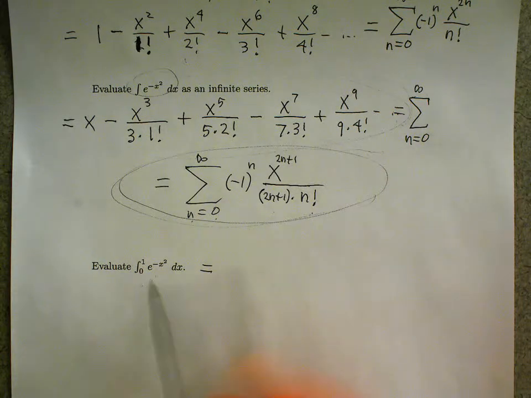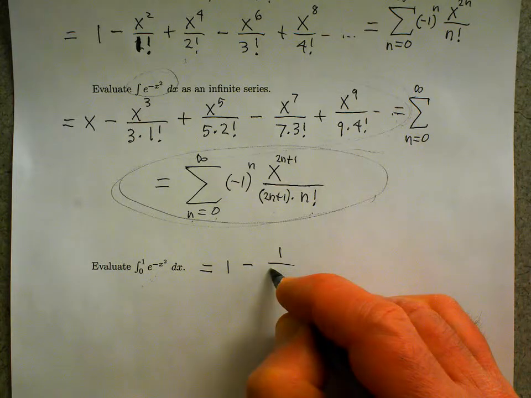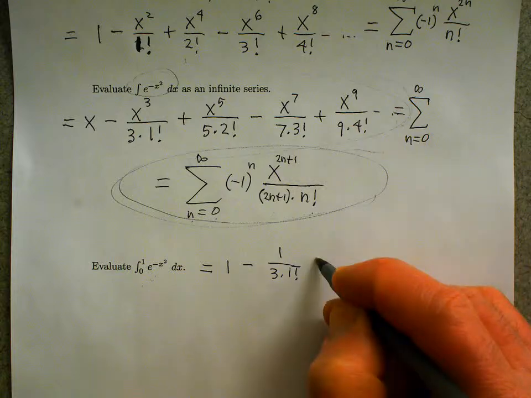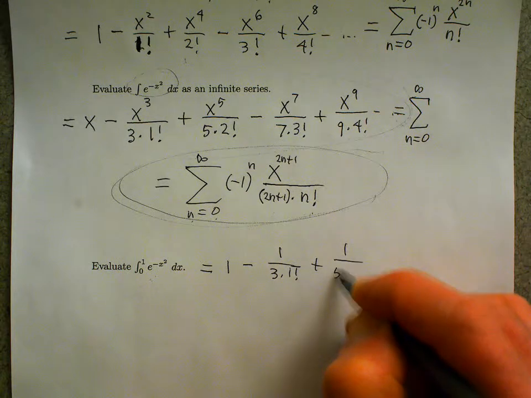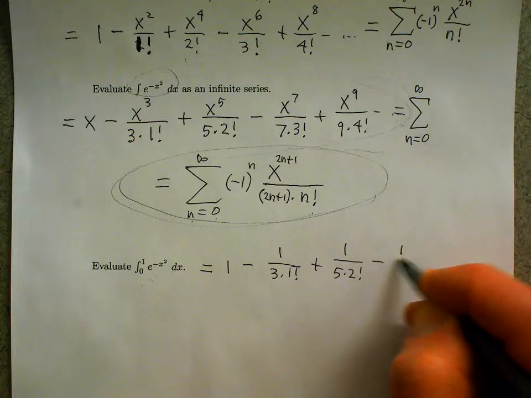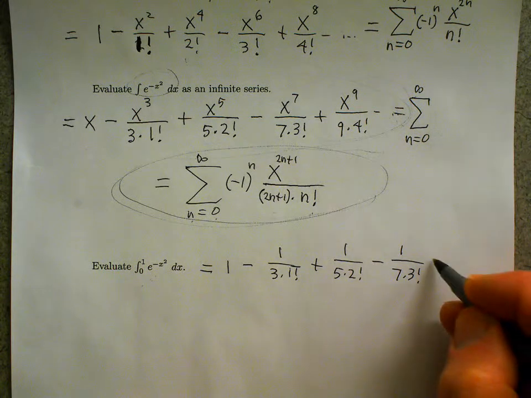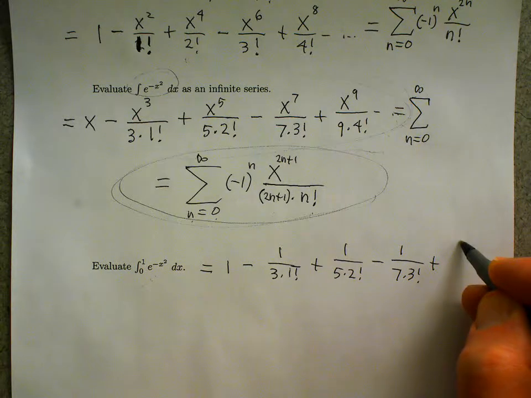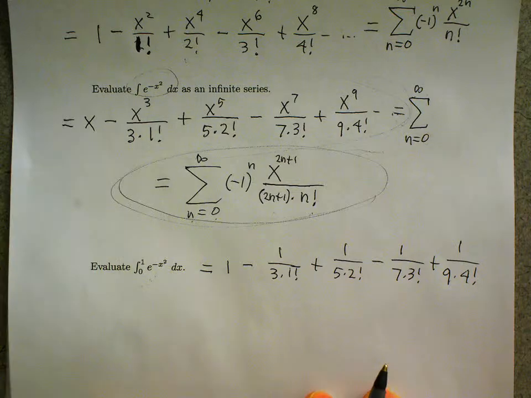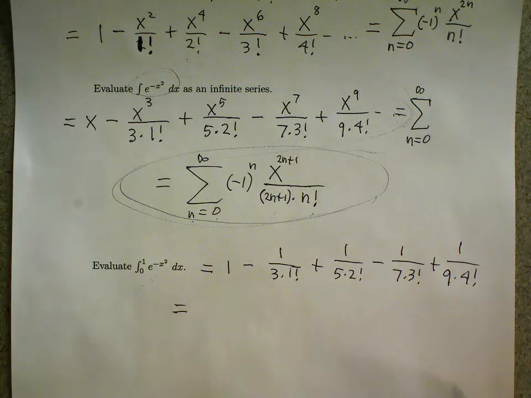So this will be equal to 1 minus 1 over 3 times 1 factorial plus 1 over 5 times 2 factorial minus 1 over 7 times 3 factorial plus 1 over 9 times 4 factorial, and so on. But we can simplify some of those fractions.